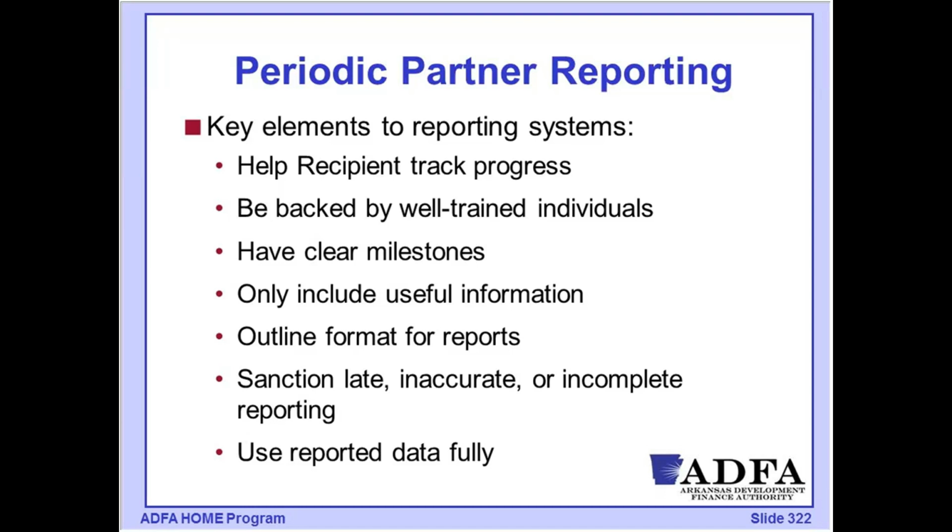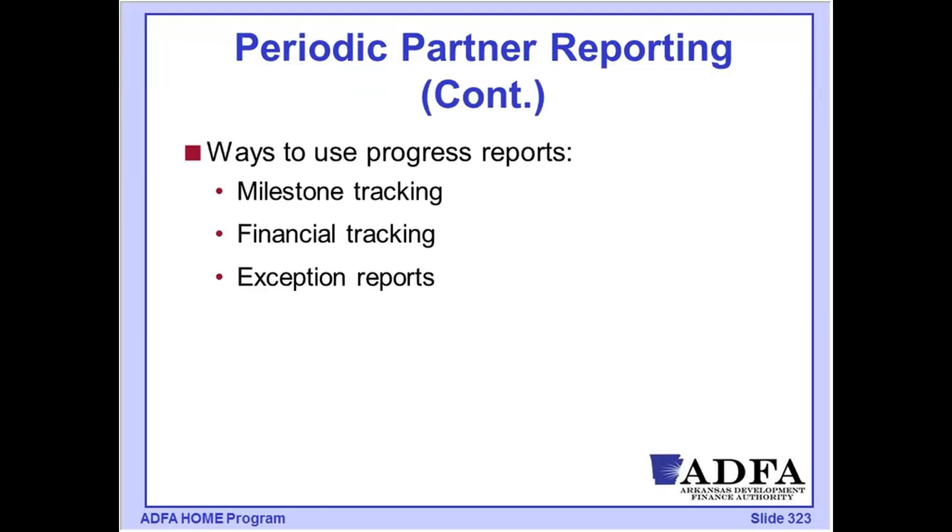So as part of our relationship with our partners, we can have sanctions within our contractor agreements, sanctioning when they have late work, when they get behind on their schedule, if there's inaccurate or incomplete reporting, and making sure that each of our partners are reporting back, whether that is a contractor reporting back to a subrecipient or whether it's a subrecipient reporting back to ADFA on that. So key ways to be able to do this would be things like milestone tracking.